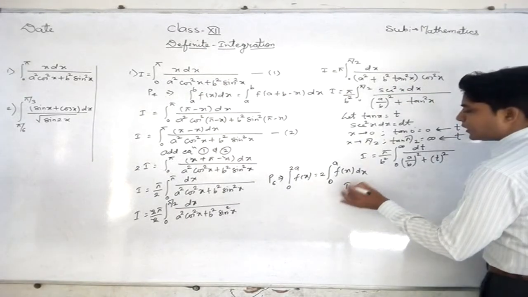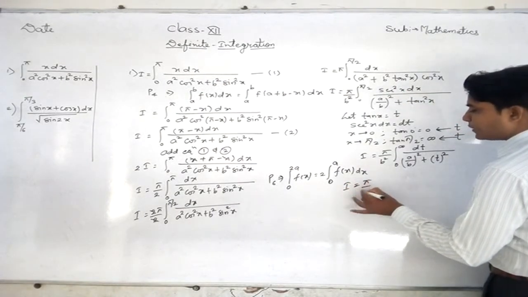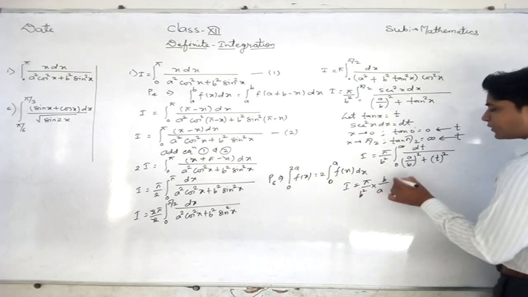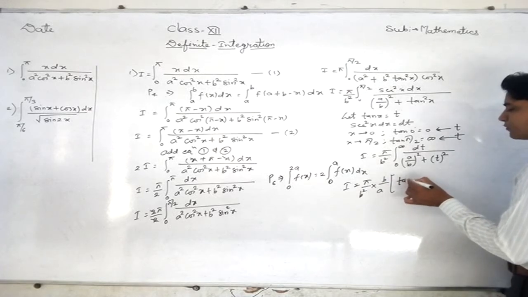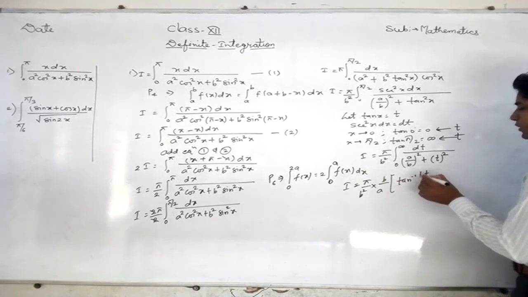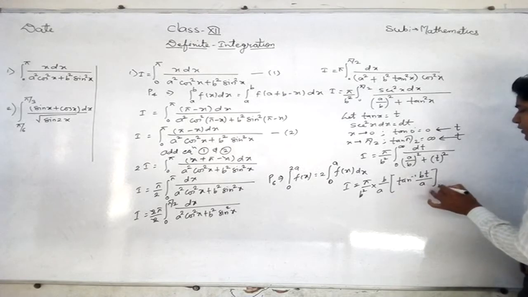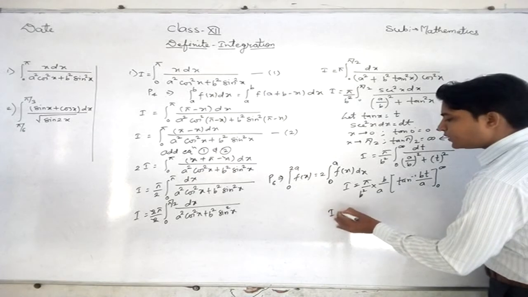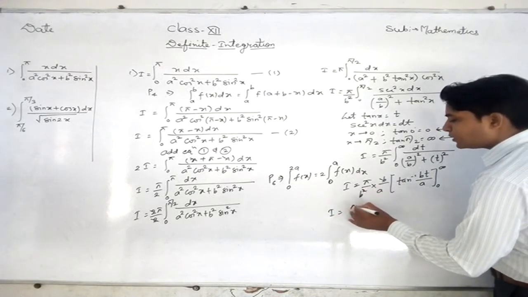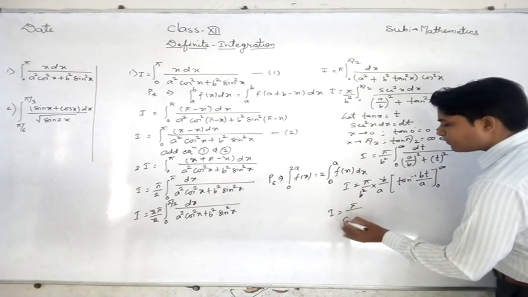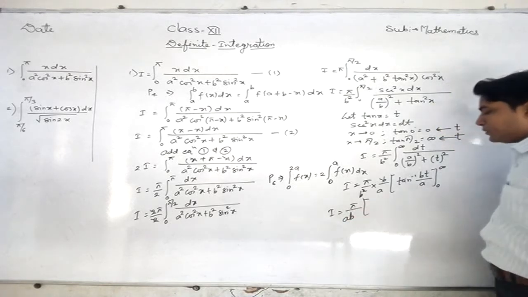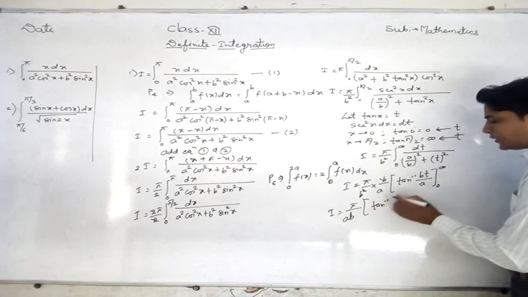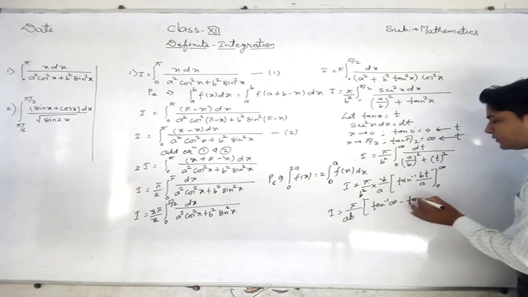The limit is 0 to infinity. So I equal to, here b and b cancel out, pi upon ab. So if we put the limit, tan inverse infinity minus tan inverse 0, and tan inverse 0 is equal to 0, but tan inverse infinity is pi by 2. So I equal to pi upon ab into pi by 2 minus 0.